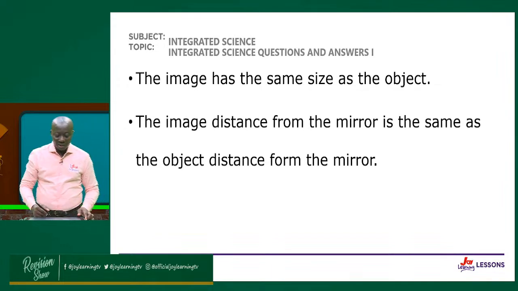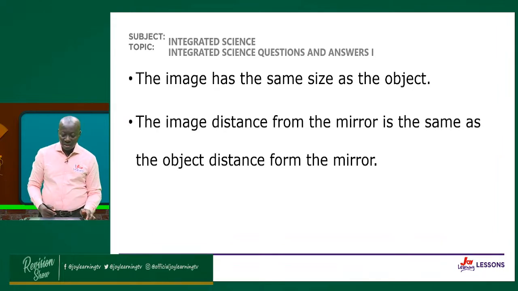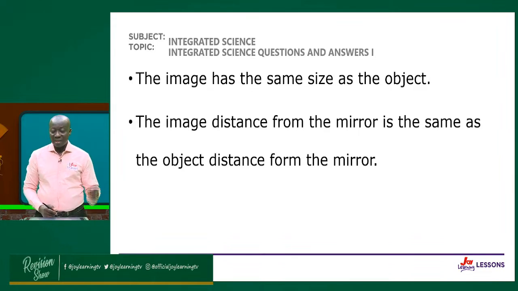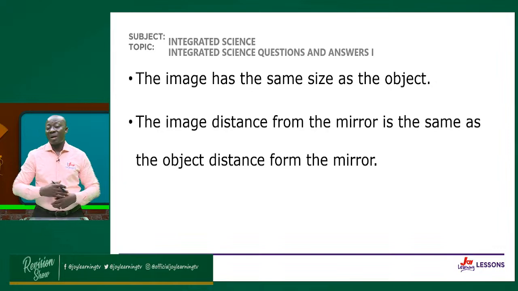Laterally inverted. The image has the same size as the object. So the way you look is the same way your image will look. Your size is the same thing. So the image size is the same as the object size. And the image distance from the mirror is the same as the object distance from the mirror. So the three characteristics they want you to state, you can pick any of these three.